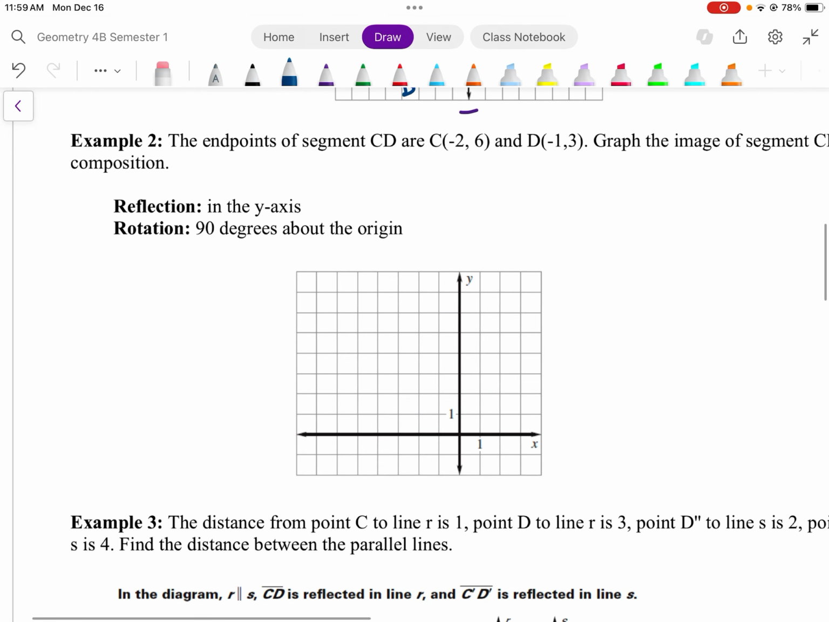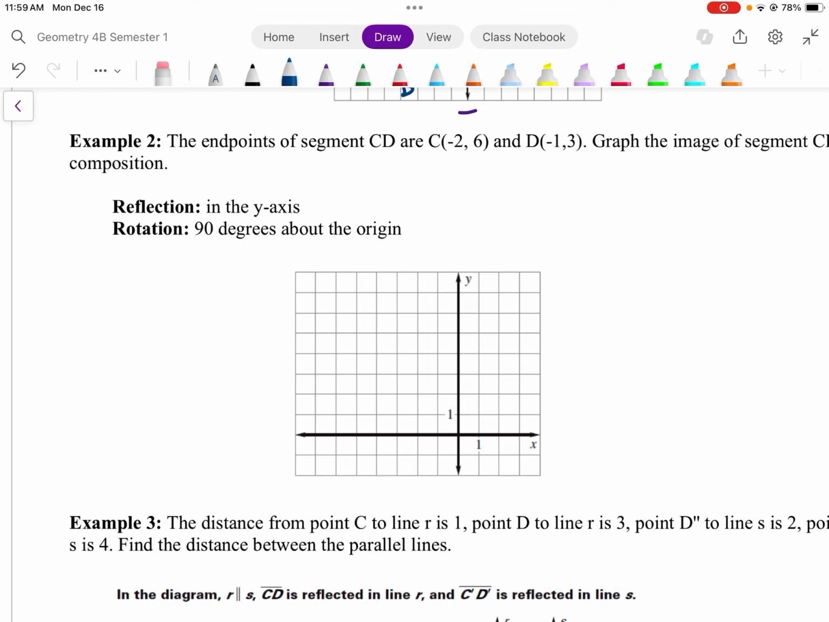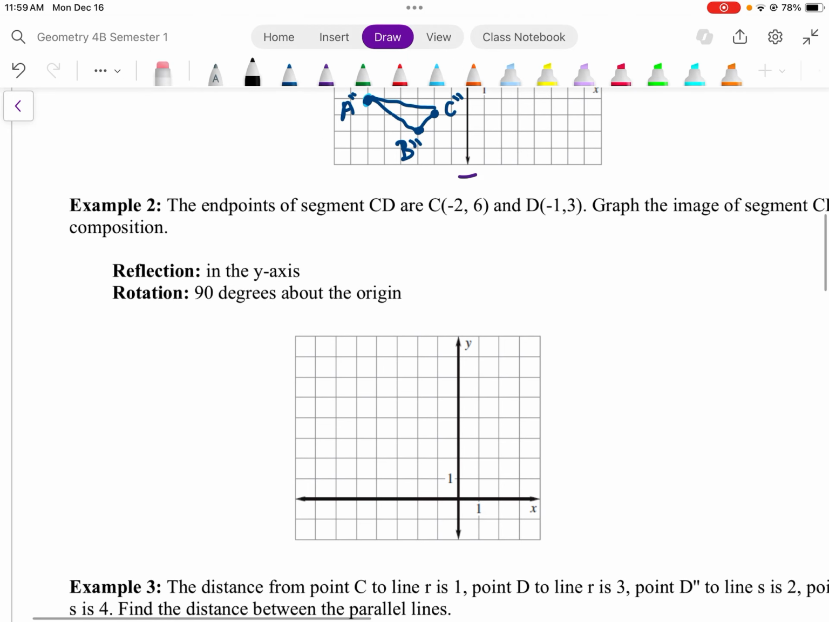All right. Our next one, if you want to pause it and then try this one on your own, you can, or you can just follow along. This one we have our segment CD. C is at -2, 6. Oops, sorry. 1, 2, 3, 4, 5, 6. And then D is at -1, 3.